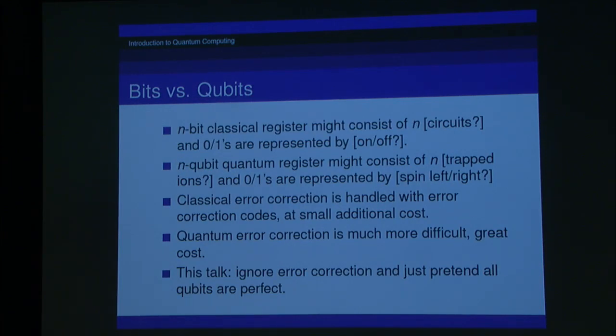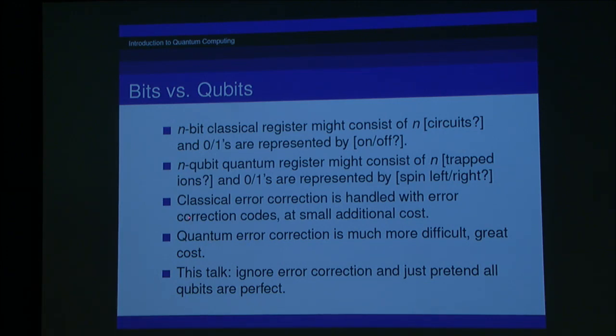So bits versus qubits: similarities and differences. The n-bit classical register consists of n, you know what, I was thinking about n what? Circuits, maybe? And the zeros and ones are represented by on and off, maybe? I'm sure there are more ways to do that. And then what about an n-bit quantum register? I know even less. It might consist of n trapped ions, where zeros and ones are represented by spin left versus spin right. So that's one difference, the physical representation.